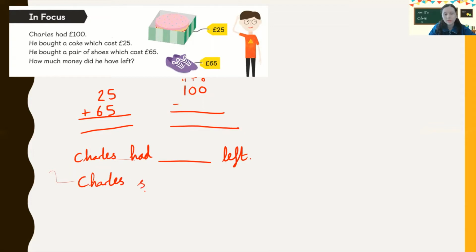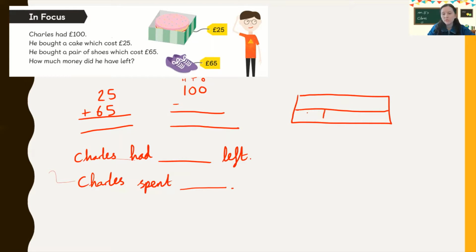Charles spent. Okay, you can represent that in a bar model or a part-whole model, once you've worked out how much he spent all together. Again, remember you need to use your rulers. So 25 is smaller than 65. Once you've added those together, you can see how much he spent in total. Okay, and you can show me which item cost more, the cake or the shoes. So lots of different things you can do. So if you haven't got that yet, give that a go now.